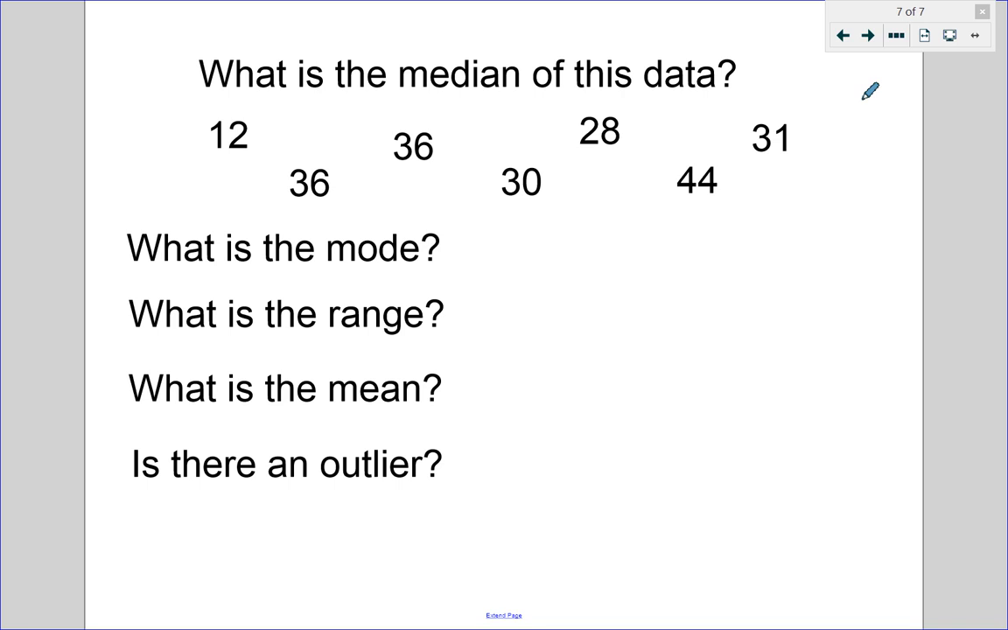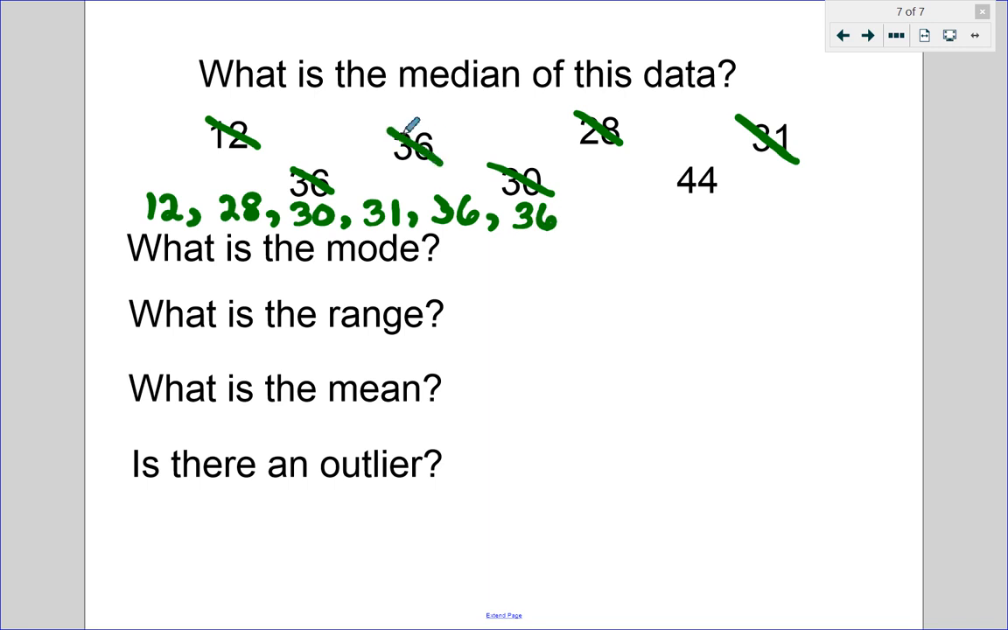Let's get back to the actual problem. The median, the middle number. So we have 12. I like to cross them out when I use them too, because then if I've skipped a number, I can see what number I skipped. That looks like 30, and then 31, and then 36. And also, if there's more than one number, like I just did here, I made sure that I put them both down. Alright, now we've got them in order from least to greatest.